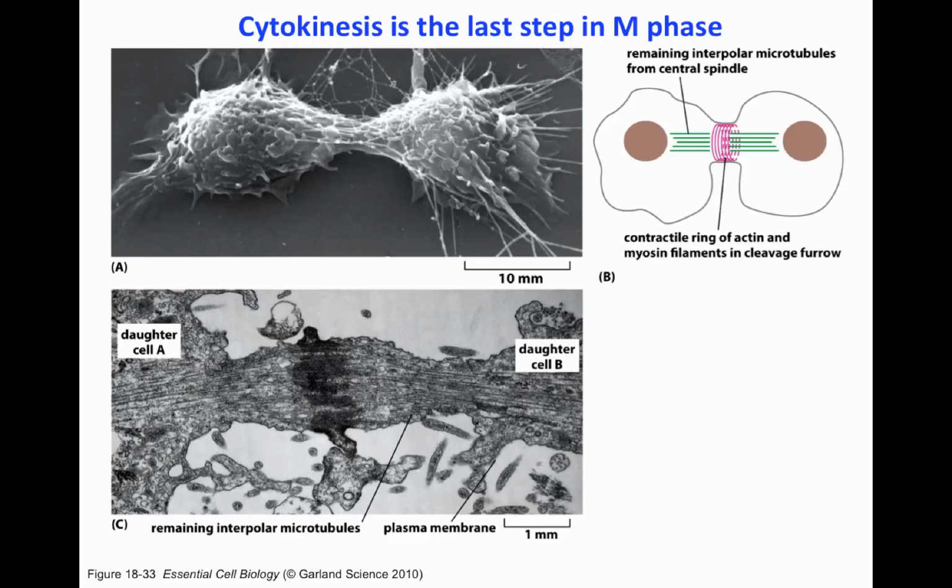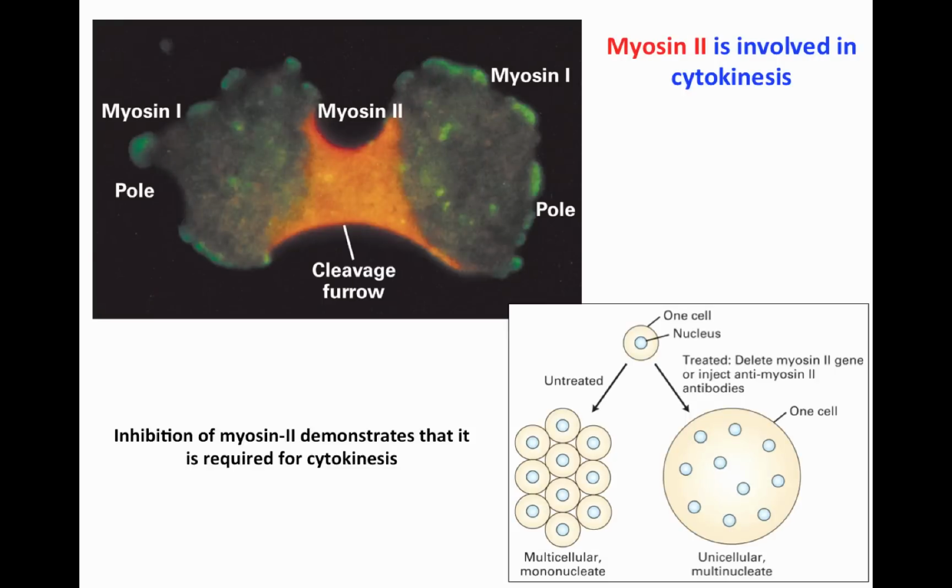When you take a look at the cleavage furrow, what you have is the formation of a cytoskeletal structure made of actin and myosin II, and that is called the contractile ring. The contractile ring is going to be using ATP to eventually separate and cleave off both cells from one another. So the remaining interpolar microtubules in the middle will be cleaved by the force of the contractile ring, and eventually that will pinch the membranes off between both cells, creating now two daughter cells.